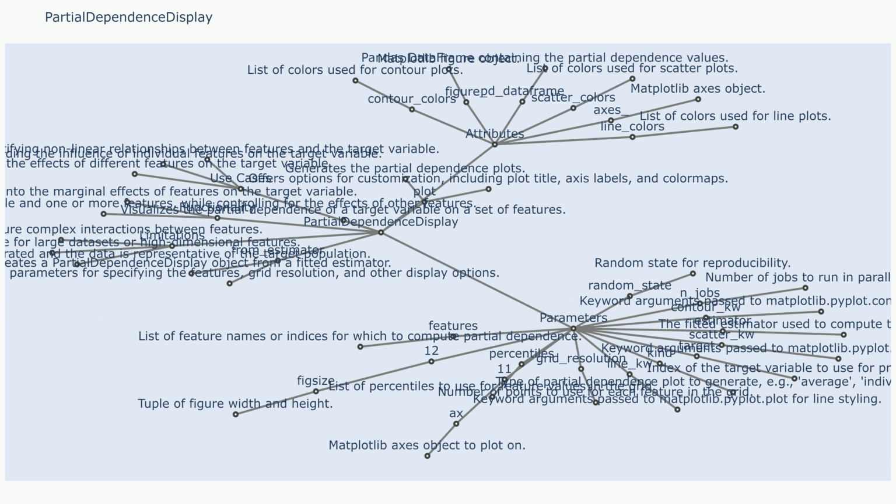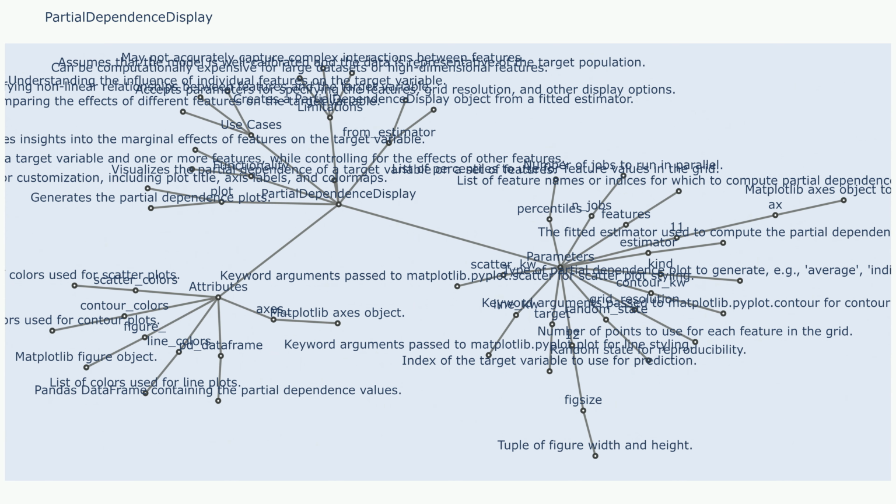Example: Python. import matplotlib.pyplot as plt. from sklearn.datasets import load_iris. from sklearn.ensemble import RandomForestClassifier. from sklearn.inspection import PartialDependenceDisplay. Load the iris dataset: iris = load_iris(), X = iris.data, y = iris.target.